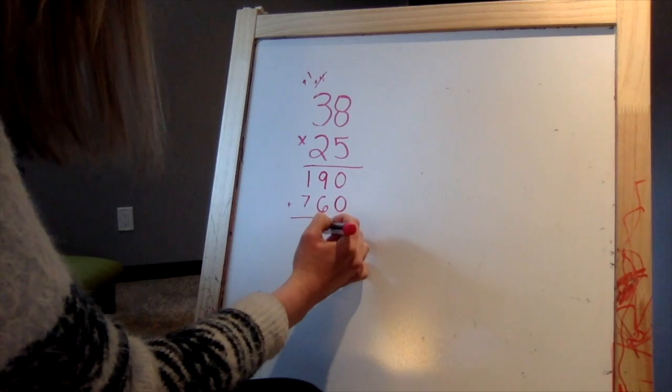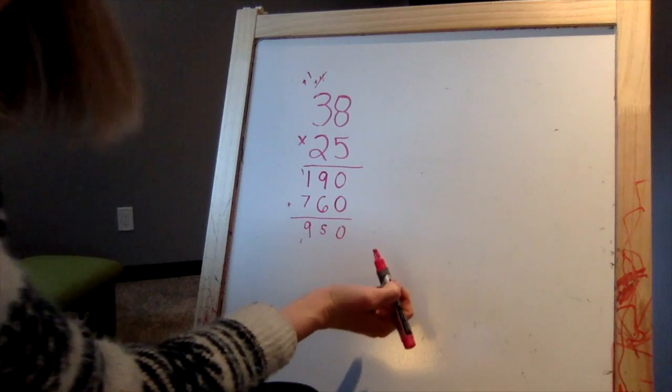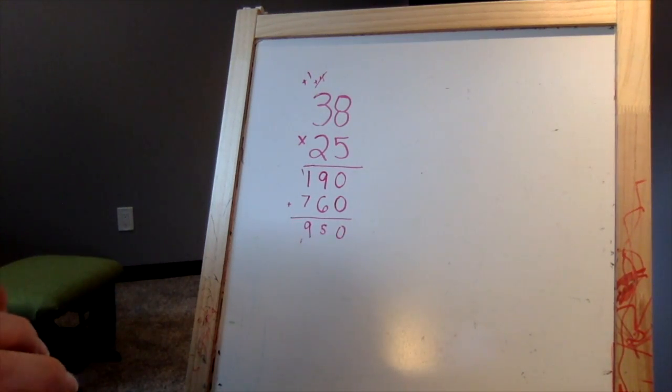0, 0, 9 and 6 is 15, 7, 8, 9. So 950 is the answer to our first one.